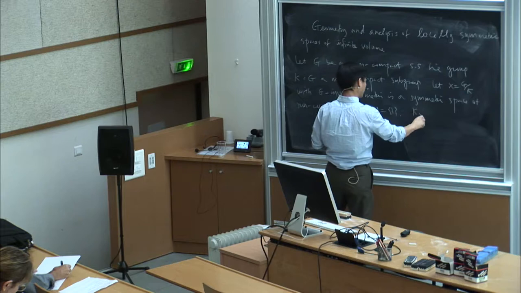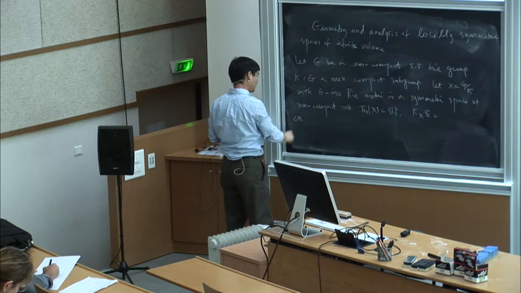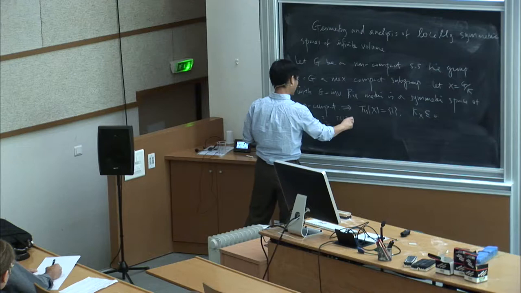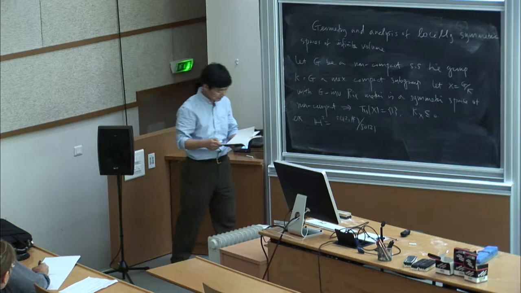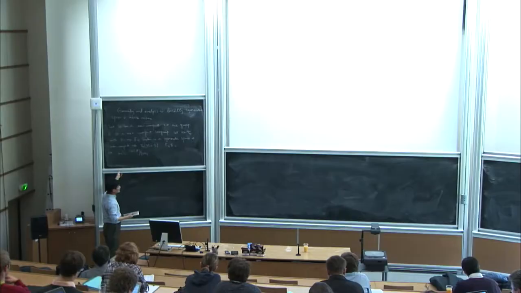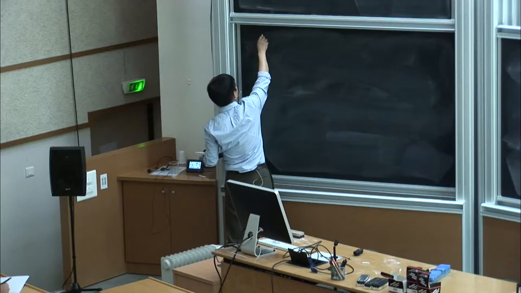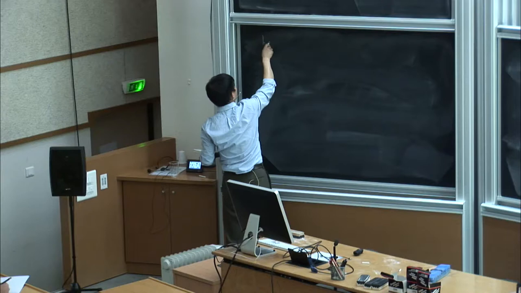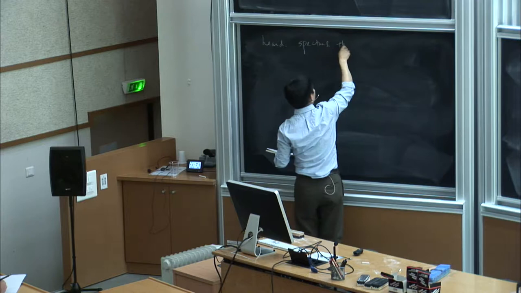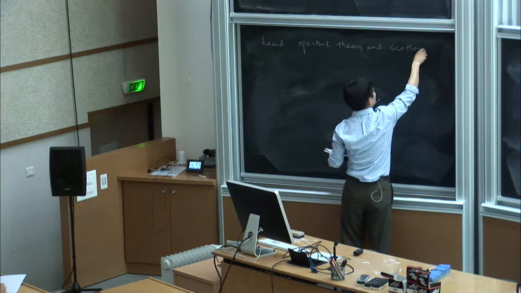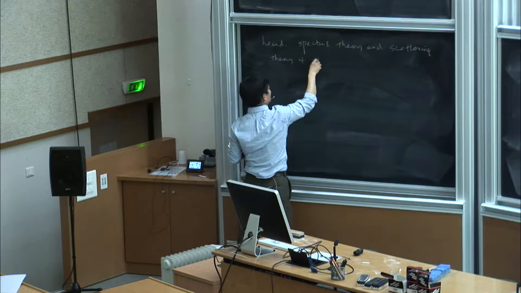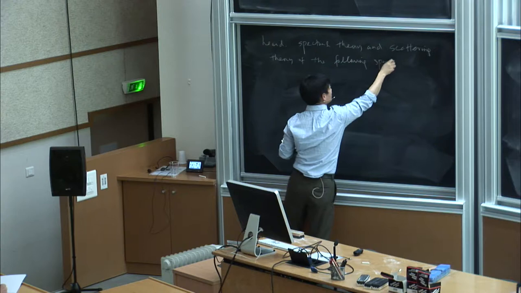And of course the example we have seen a lot in these lectures is the upper half plane, SL2R over SO2. Now in this conference, we have heard many examples about spectral theory and scattering theory of the following spaces. Right, so what are the spaces?